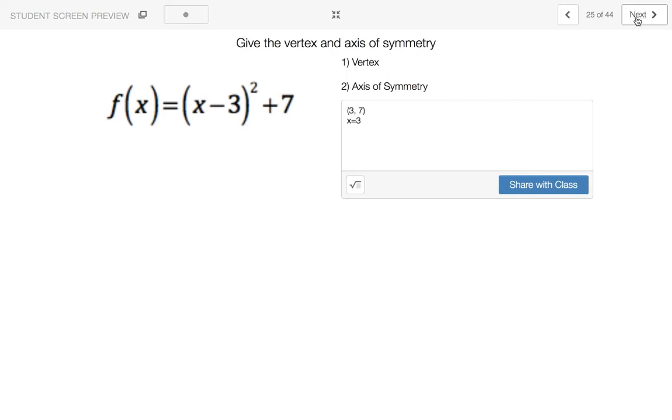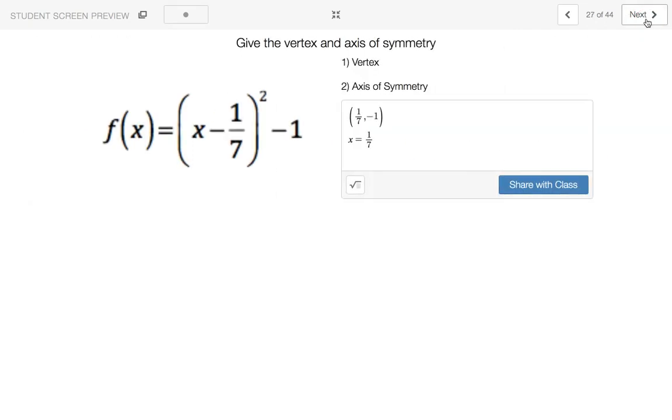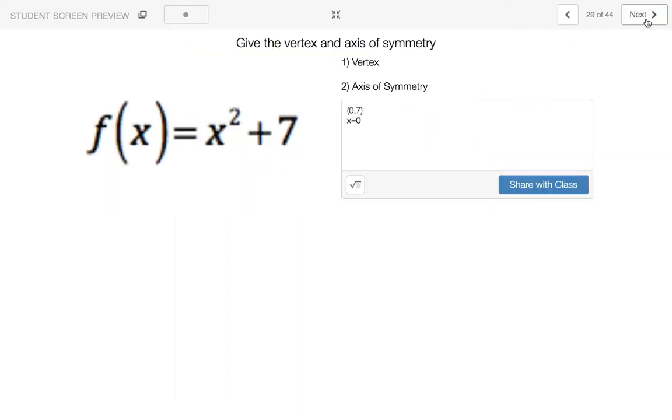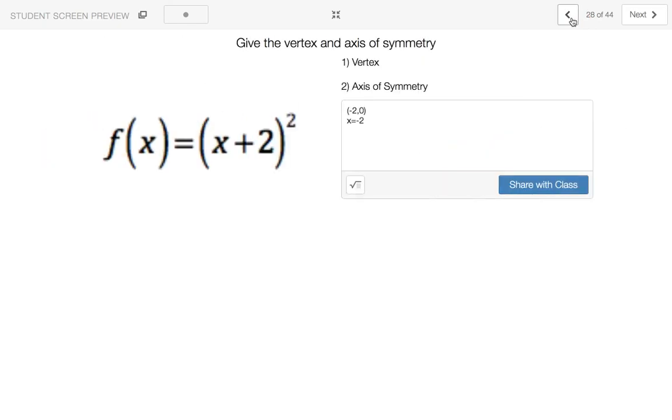Give the vertex and the axis of symmetry on several slides. So I know that it will be (3, 7), and the axis of symmetry will always be the same as the x value. The next one, (-2, 2), x equals -2, and so on. Then (0, 7), and x equals 0. That one's a little different, right? This one's a little different too.